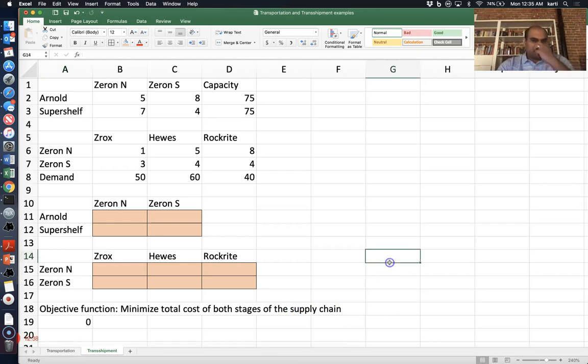There you go. Now once we have this, we have decision variables and the objective function. Now we're going to write three sets of constraints. We will have supply constraints, demand constraints, and transshipment constraints. Let's write the supply constraints first.